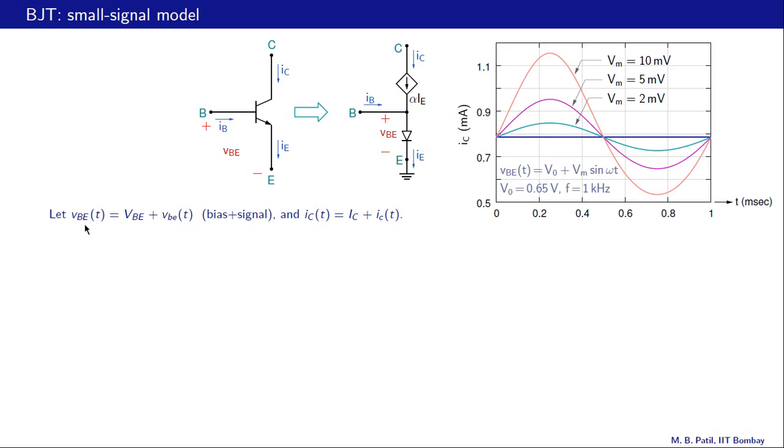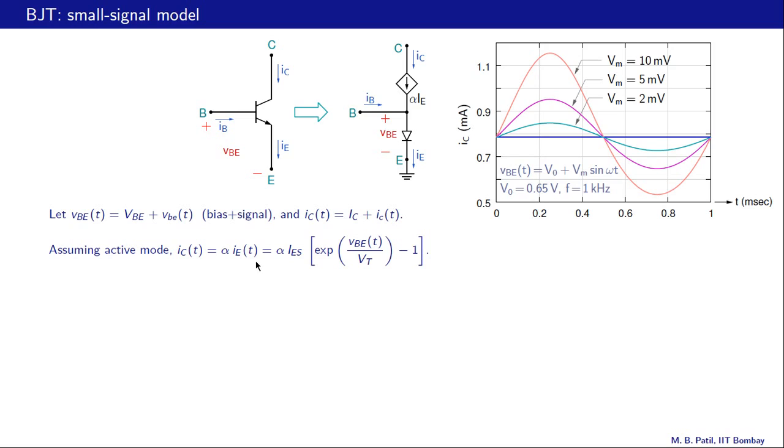Let us start with VBE, the instantaneous base emitter voltage, equal to the constant part and the time varying part. In this case, Vm sine omega t. And the constant part, of course, we call the bias, and the time varying part is the signal. And similarly, the collector current also would be a constant part plus a time varying part. And assuming active mode, the collector current is alpha times IE of t.